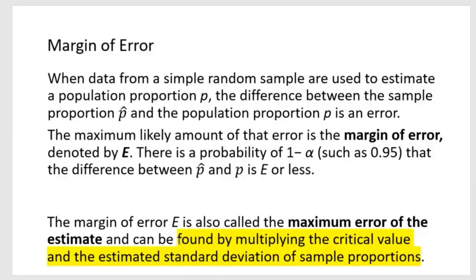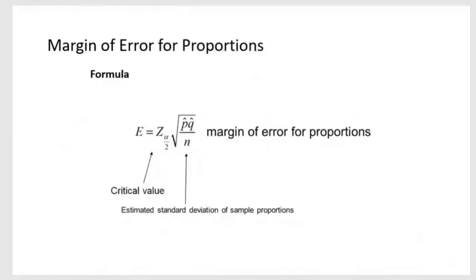If you need to use a formula, which is coming up on the next slide, it is found by taking the critical value, like the 1.96, and you multiply it by the estimated standard deviation of the sample proportions. Okay, so what does that look like in a formula? It's right here. We have just found out, like for a 95% confidence, our z sub alpha over 2 would be 1.96. And then this part over here, all of this, including that square root, that is the estimated standard deviation of sample proportions.